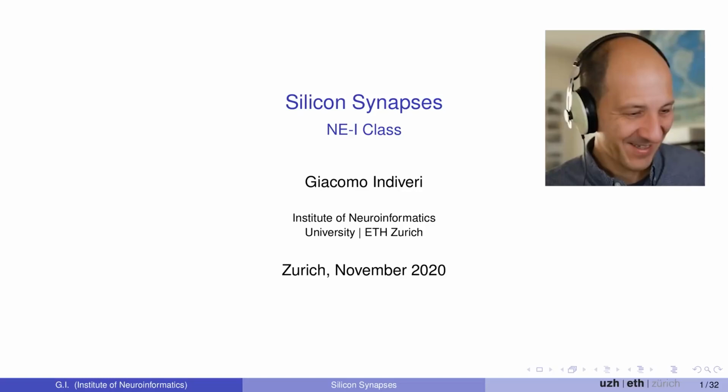So yes, today we're going to look at silicon synapses. We're going to see what can be done to simulate, or actually emulate, the properties of synapses for building neural networks.